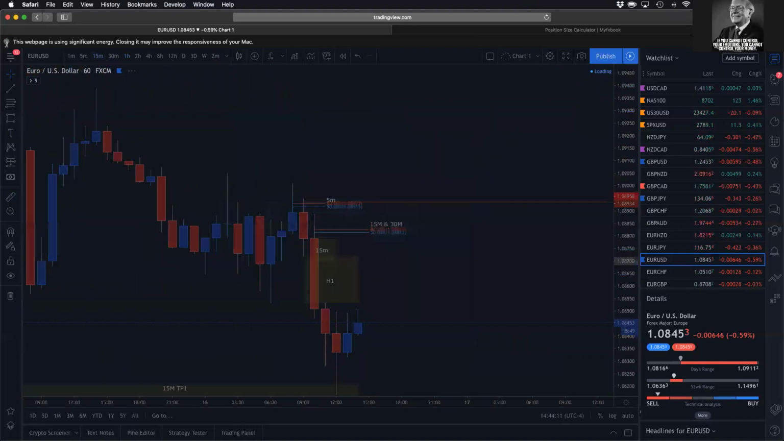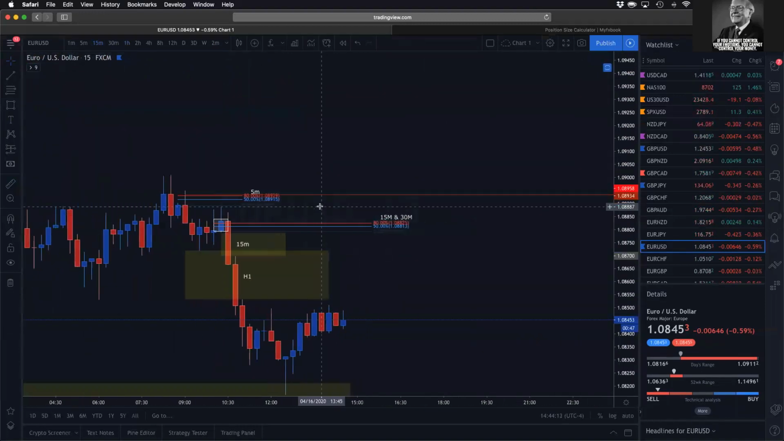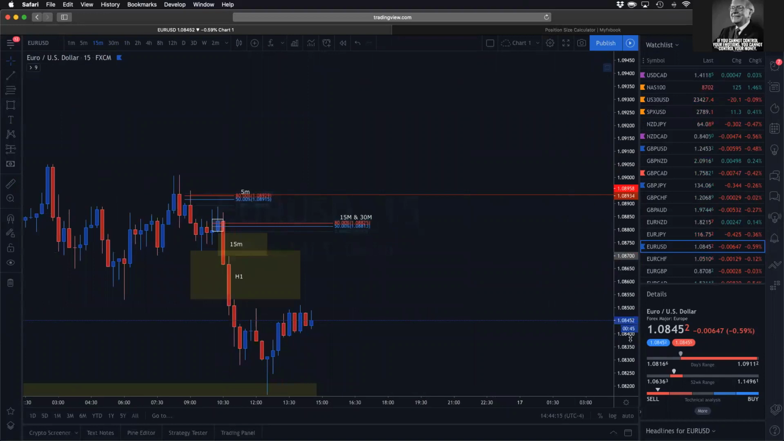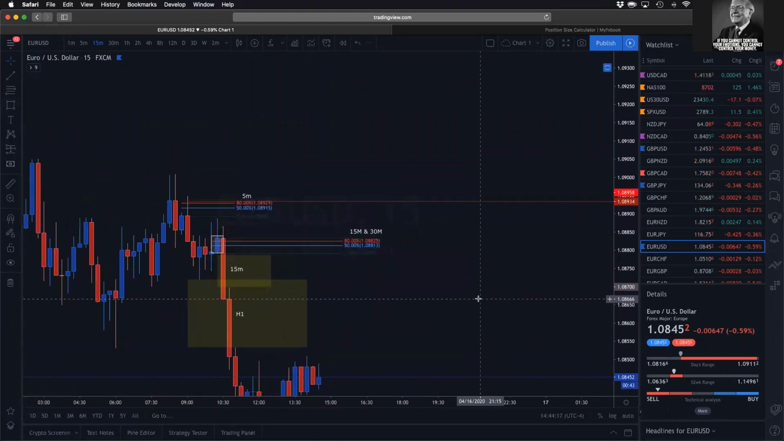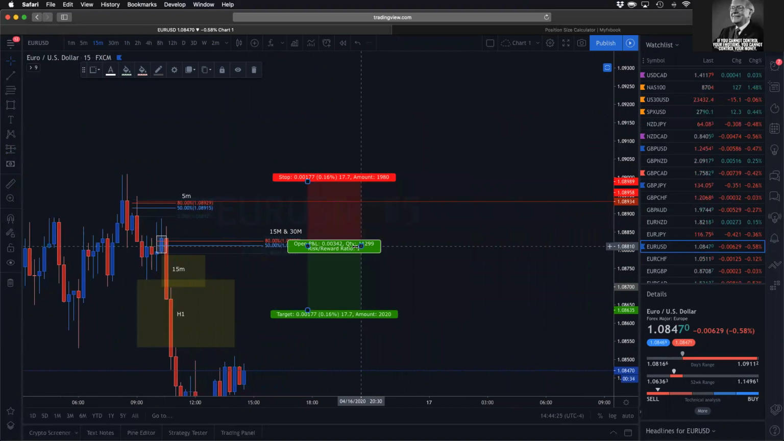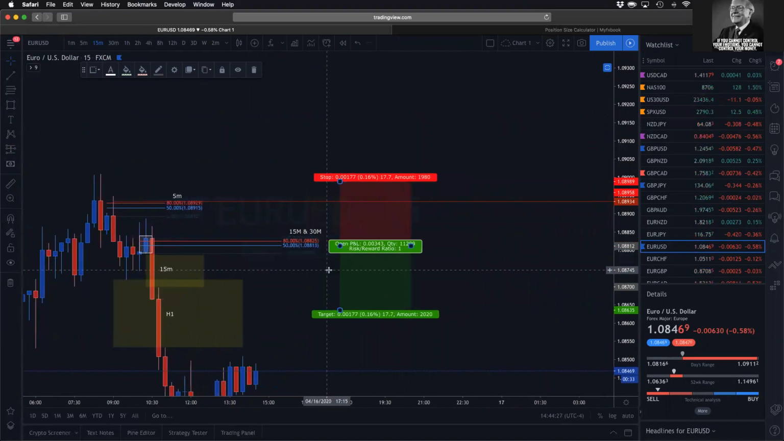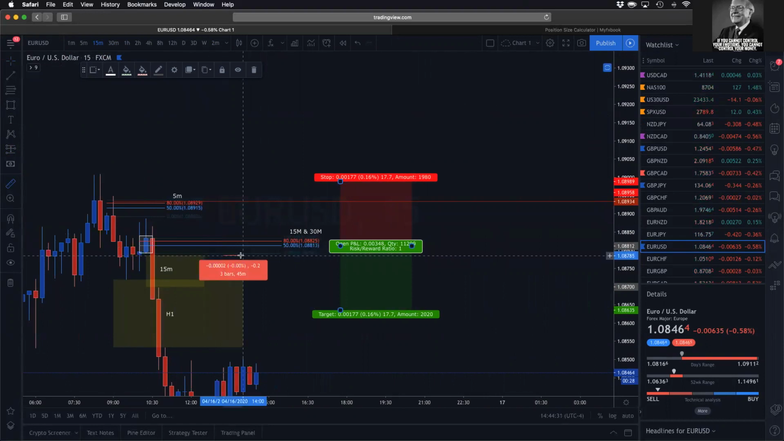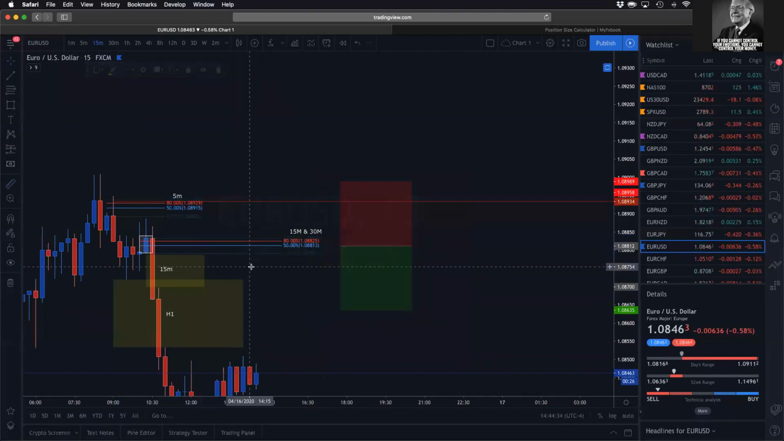Okay, let's go to 15-minute. All right, so this is the game, right? Figure out what we want to do. So we can do a 50% entry off of this 15-minute candle, right? Now the difference between the imbalance fill and that is 2.5 pips.